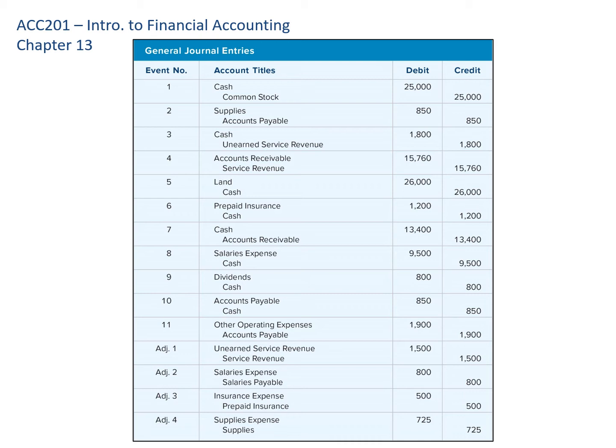Event number 9, I paid an $800 cash dividend. So dividends increase with a debit. That's the last D in dead on our mnemonic. So I debit dividends and I credit cash to reduce my cash.